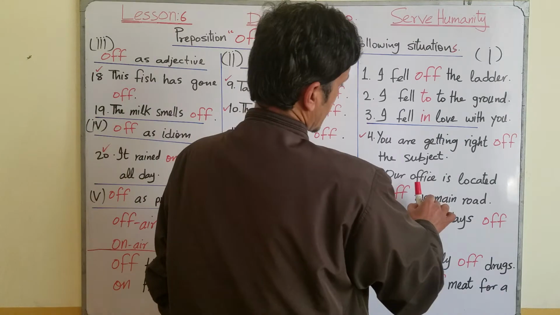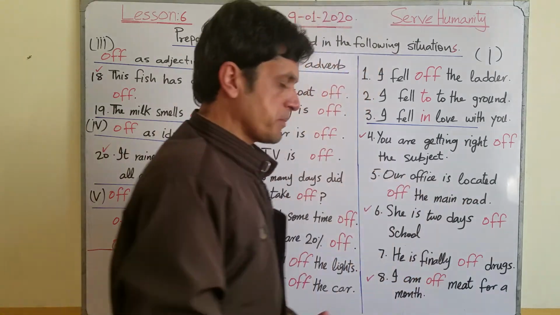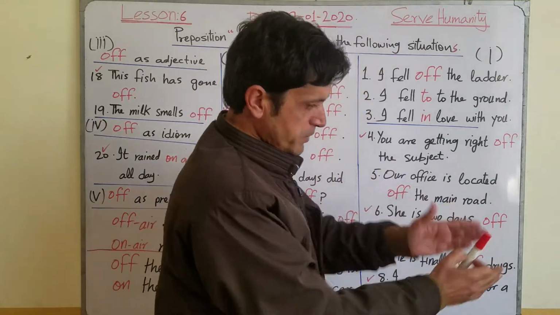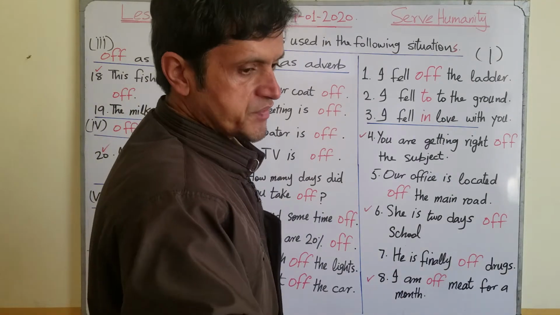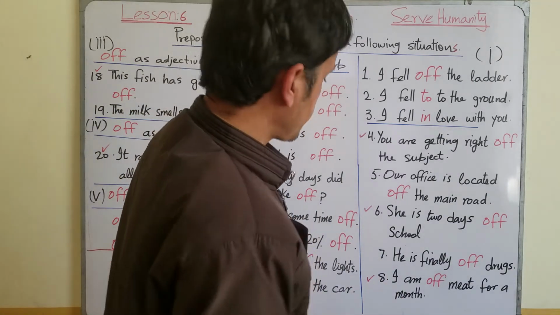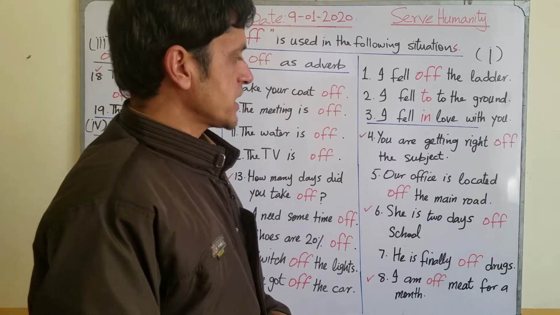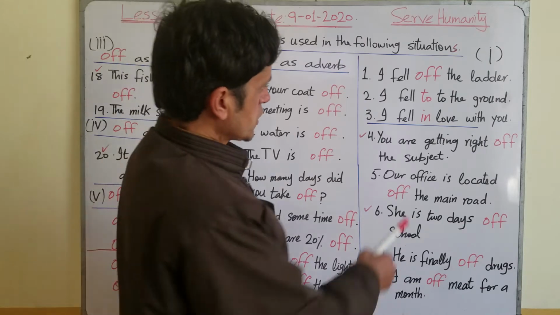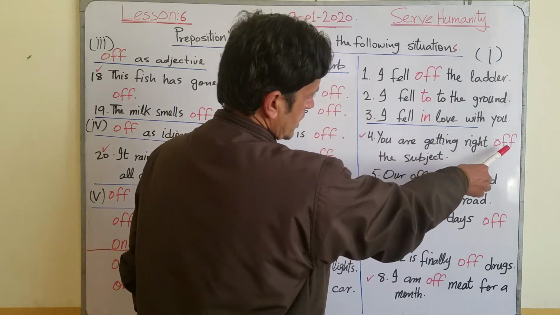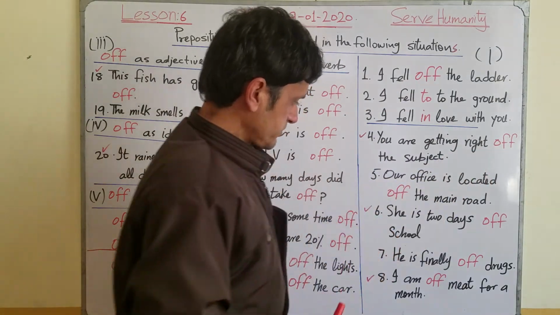Number five, our office is located off the main road. Off the main road means that this is the main road and our office is a little away from the main road. So you can say our office is located off the main road. So all these uses are as preposition.